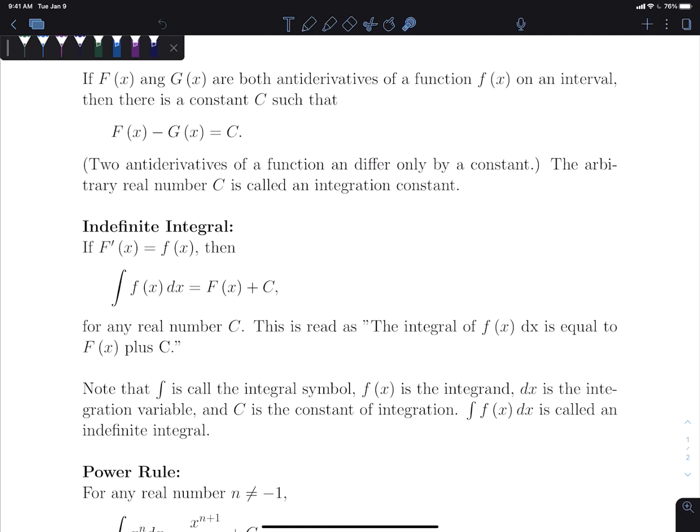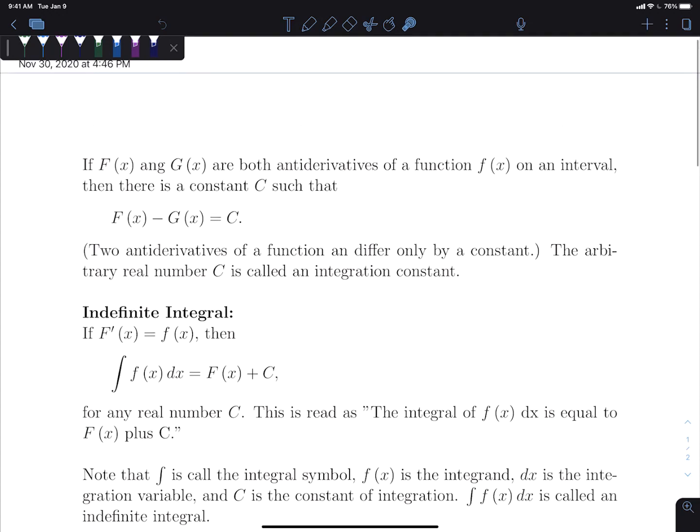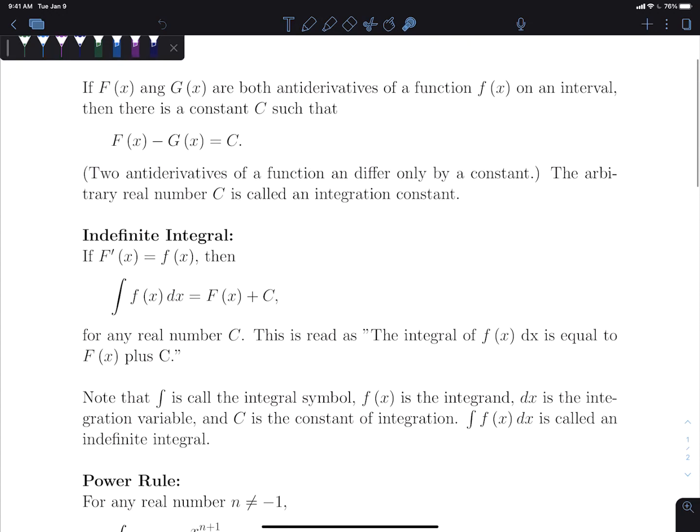In this video, we want to look a little bit more at antiderivatives and why they're so important. So with antiderivatives, capital F of x and capital G of x, they're both antiderivatives of a single function f of x on an interval. Then there's a constant c such that capital F of x minus capital G of x is equal to c. Now what this basically means is that two antiderivatives of a function differ by only a constant. Now that arbitrary real number c is called an integration constant.